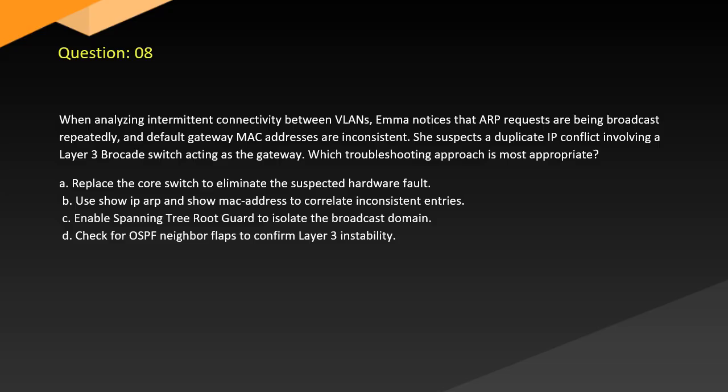A. Replace the core switch to eliminate the suspected hardware fault. B. Use show ip arp and show mac address to correlate inconsistent entries. C. Enable spanning tree root guard to isolate the broadcast domain. D. Check for OSPF neighbor flaps to confirm Layer 3 instability.